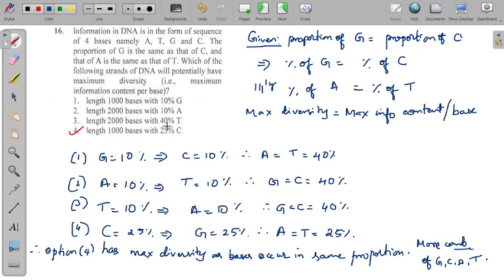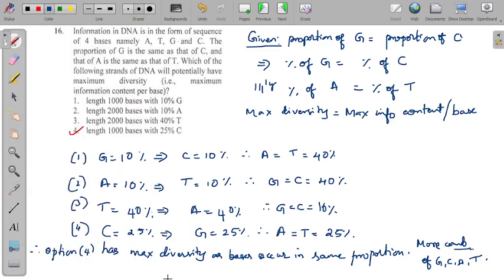Next, third option, if T is 40%, A should be 40%. That is the third option. Length bases with 40% of T. This is 40%. This A should be 40%. The remaining 2 will be 10%. Now the fourth option, bases with 25% of C. 25% C means G is also 25%. The remaining, 25 plus 25 is 50, the remaining should be 50. Therefore A and T must be 25%.